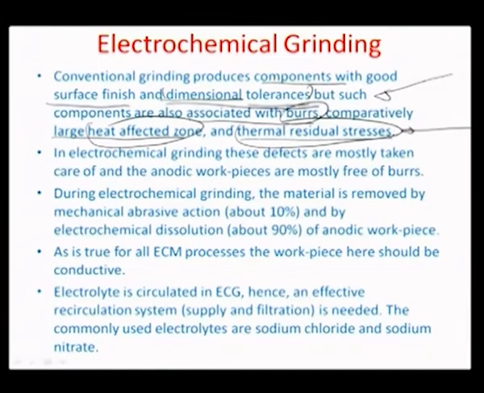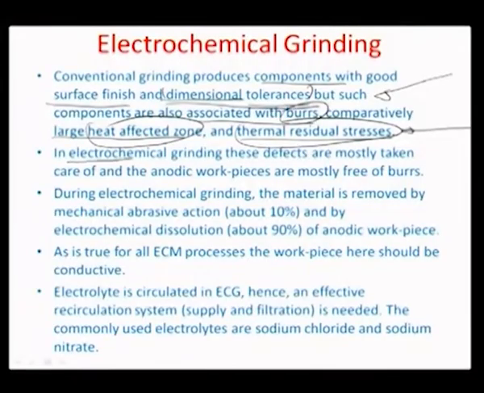Now, in order to take care of such problems in conventional grinding, people have switched to electrochemical grinding, or ECG, which is a process where at least a part of the material removal takes place by electrochemical dissolution, and as such the surface finish would be much better in case of ECG than in case of a conventional, mechanical grinding system. So, we can say that the electrochemical grinding process has mostly these defects taken care of, and you can get anodic workpieces which are mostly free of burrs because of the ECG process.